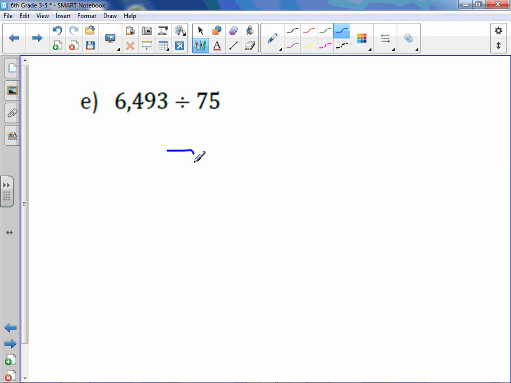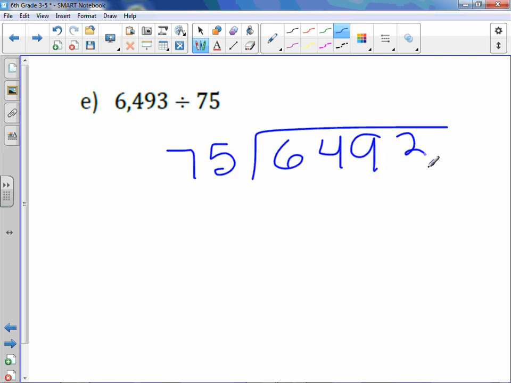$6,493 divided by 75. So 6,493 goes in the box. 75 can't go into 6, can't go into 64. So we have to look at 649. Take your best guess here. I mean, we have 75, which could be close to 100, 649, close to 650. I would say it's at least 6, probably higher. So let's try 8 and see where that takes us.